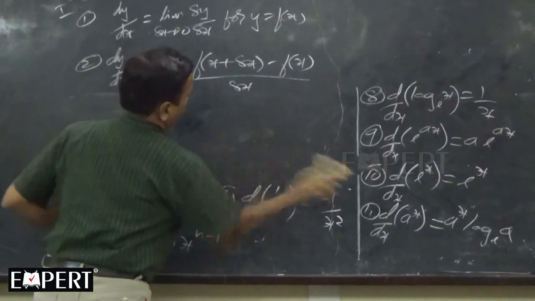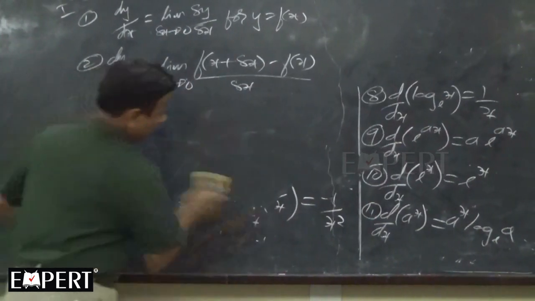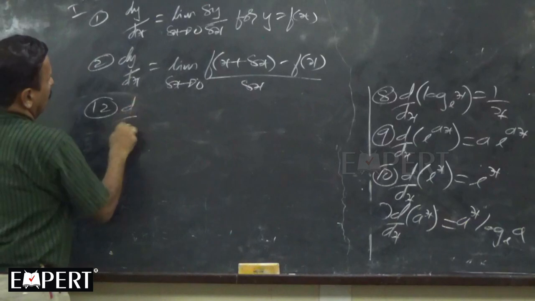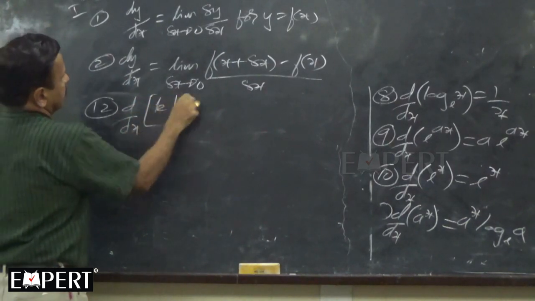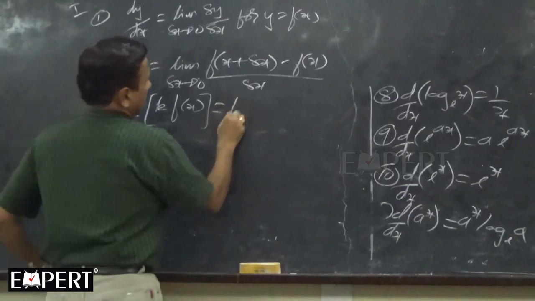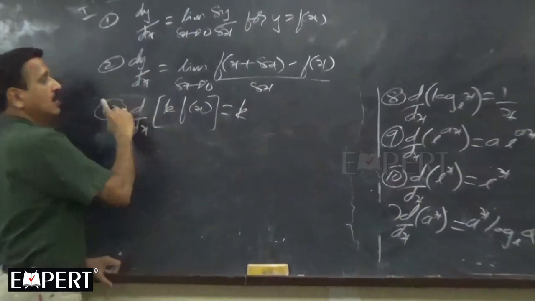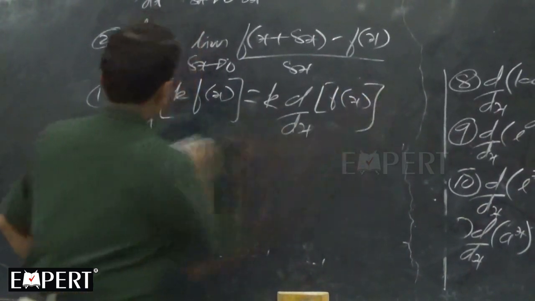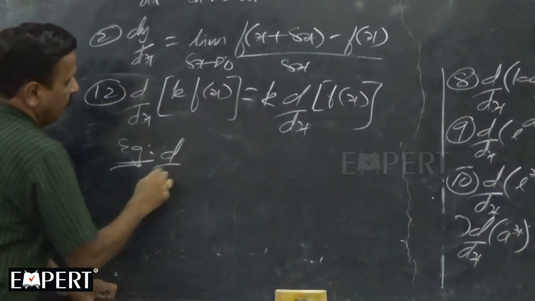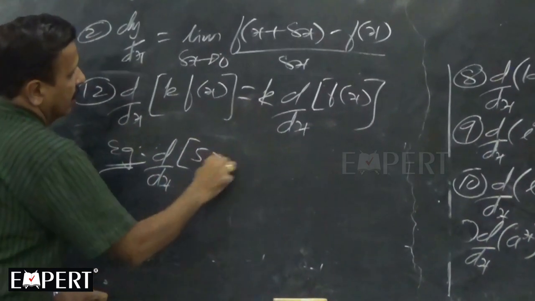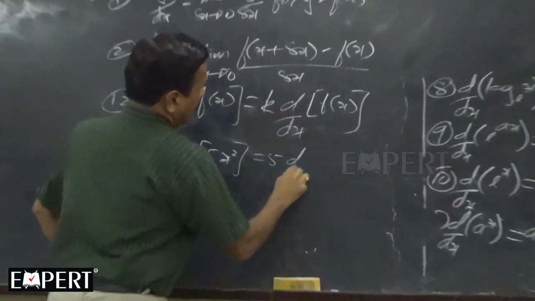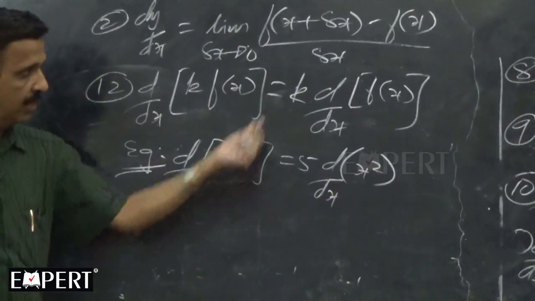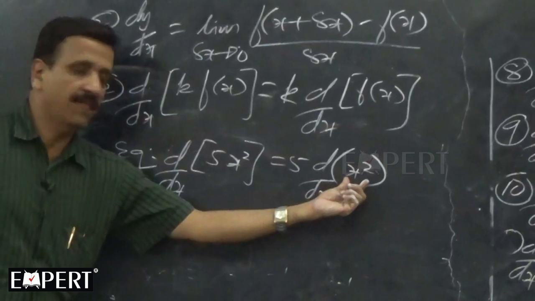Next, we have derivative of k into f of x is equal to, k is a coefficient, you can take out k and differentiate only f of x, derivative of f of x. Say for example, derivative of pi x square is equal to pi times derivative of x square. See, k is pi and f of x is x square. K I have taken out and differentiate only f of x.